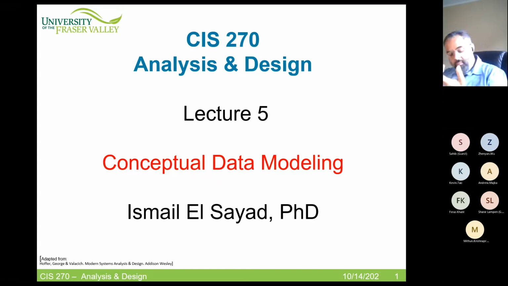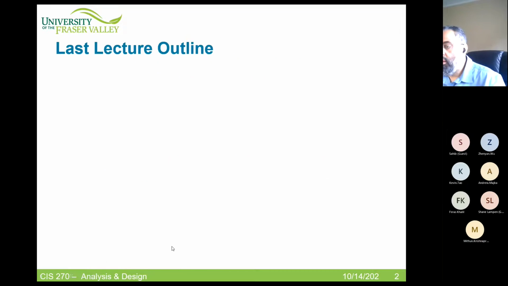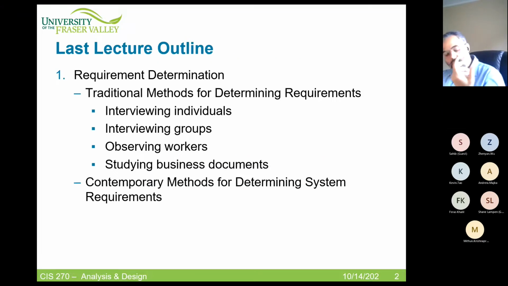Okay, last time we have already started with the analysis phase. And we said that the analysis phase is more about requirement gathering and requirement structuring. When we talked about requirement gathering or requirement determination, we have already discussed the traditional way and the modern way to collect these requirements.